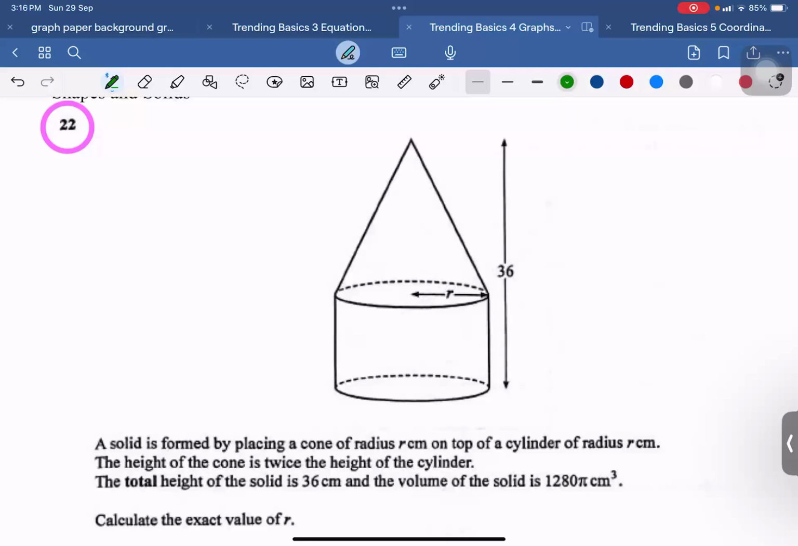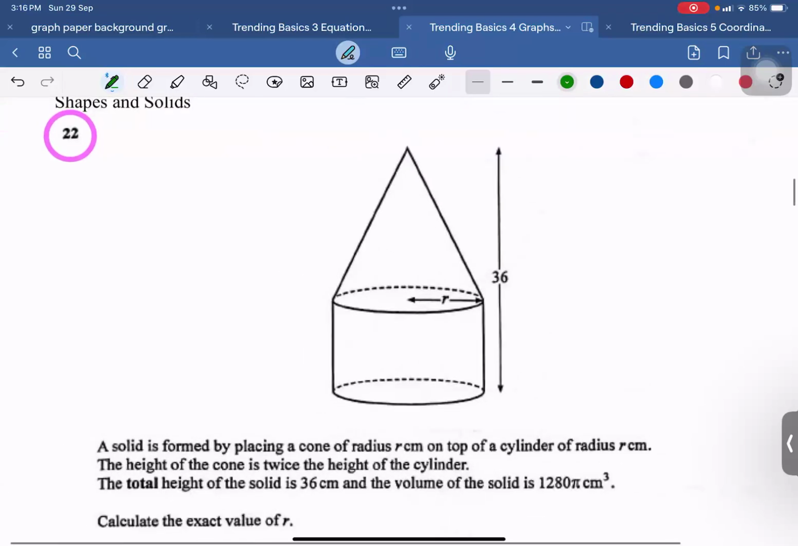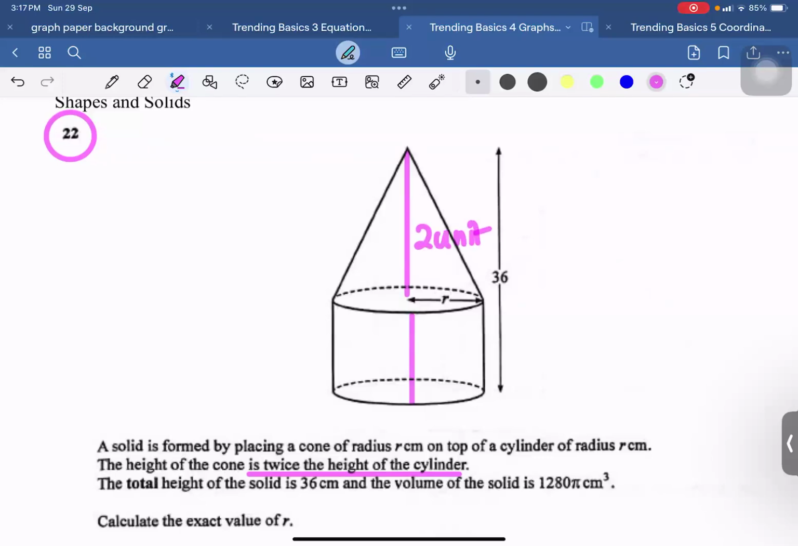Okay, so the solid is formed by placing a cone, radius R cm, on top of a cylinder, radius also R. The height of the cone is twice the height of the cylinder. What does it mean? It means that this part is 2 units and this part is 1 unit. What do you need to find? Correct, you find the 1 unit. So you take 36 divided by 3, which is 12. So 1 unit, this part, is 12 cm, and the other one will be 24 cm.